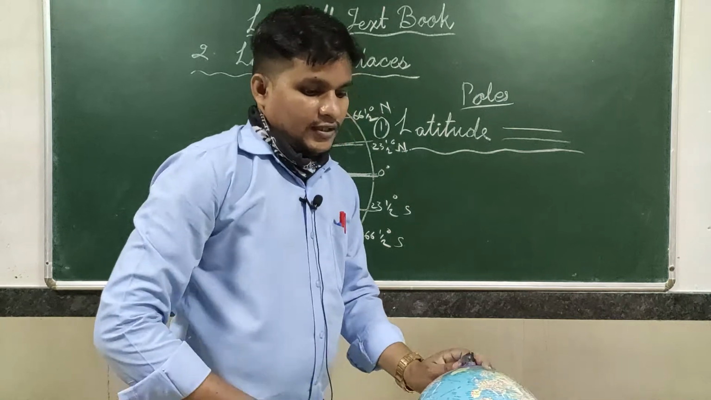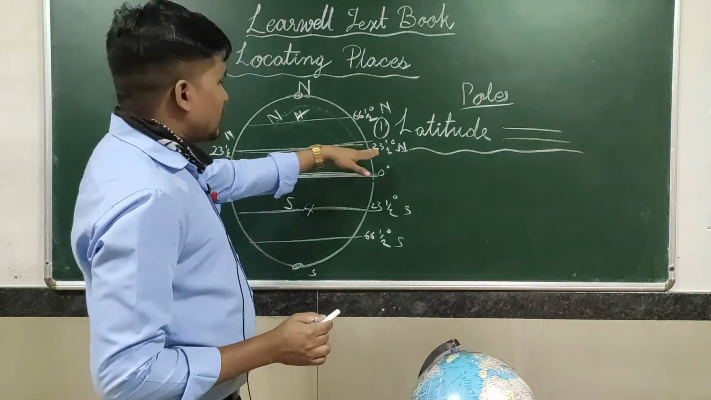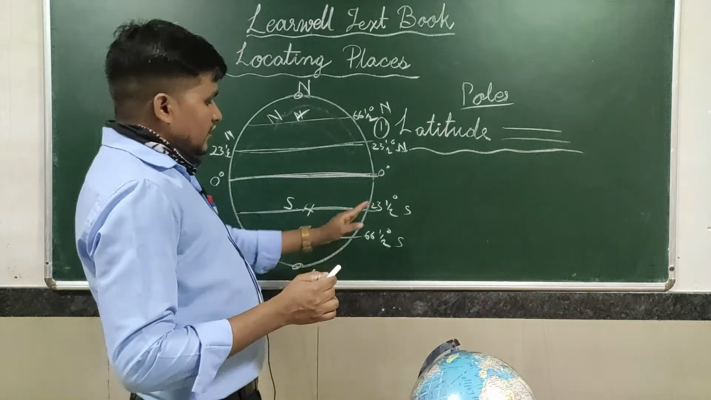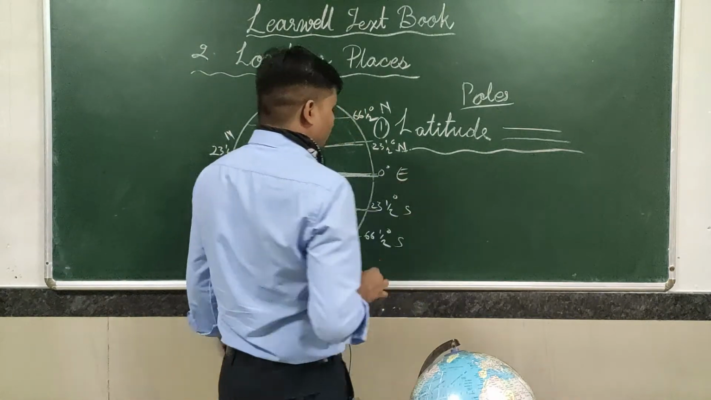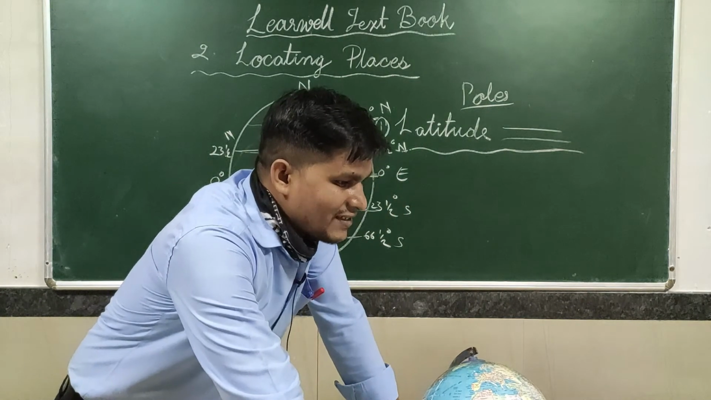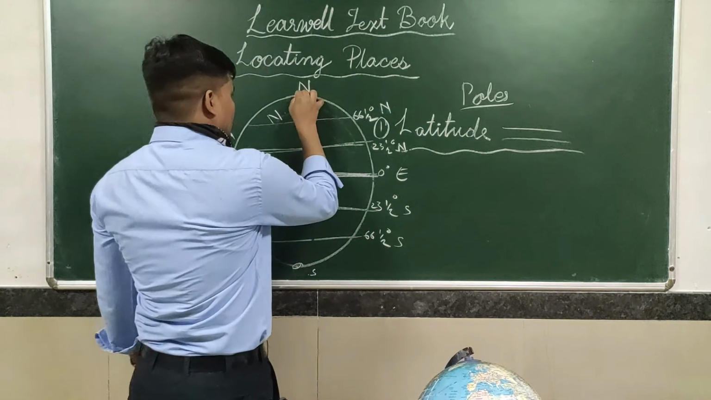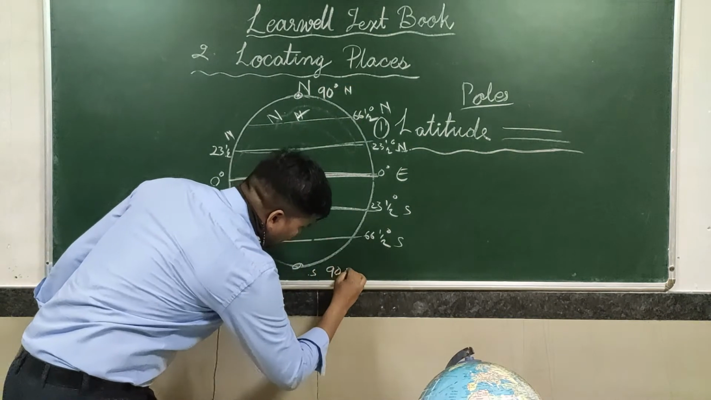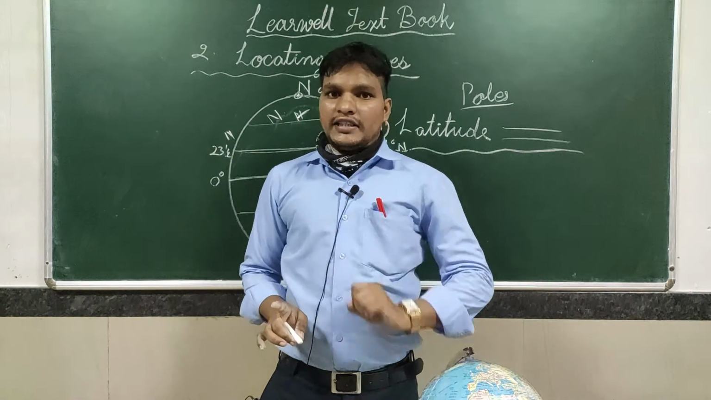Next point: each line has numbers. I marked specially here the lines 23½ degrees north, 66½ degrees north, 23½ degrees south, 66½ degrees south, and each has a specific name. This is the equator, so keep in mind. Next, the North Pole is marked 90 degrees north and the South Pole as 90 degrees south. So this point is taken as 90 degrees north and 90 degrees south, measured total straight 90 degrees.